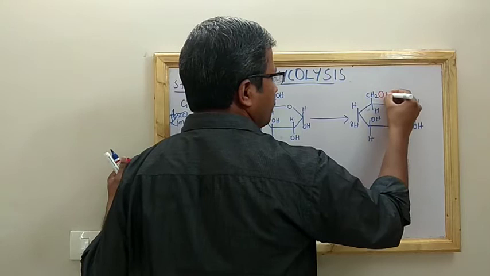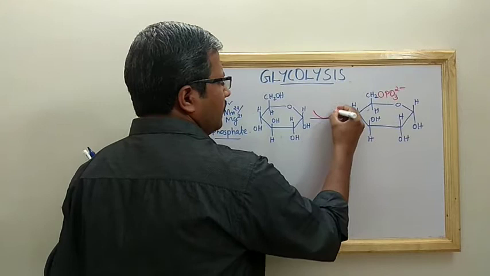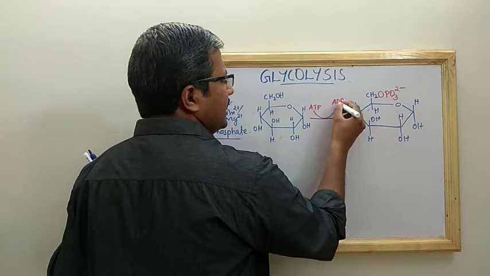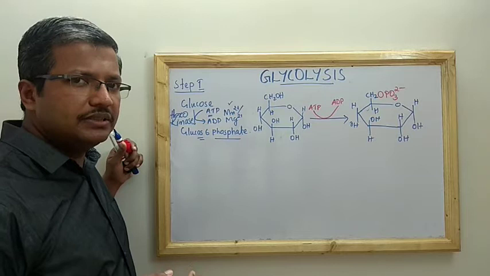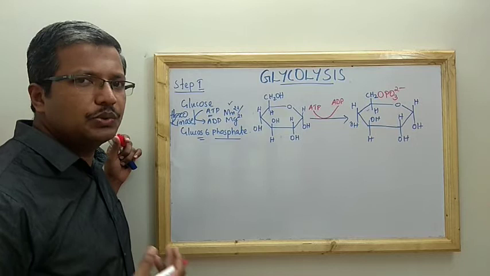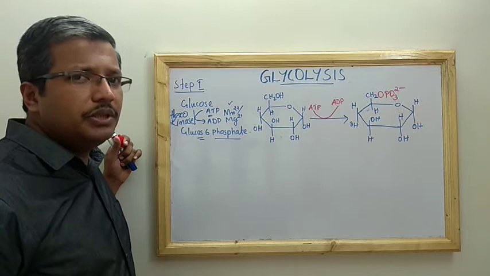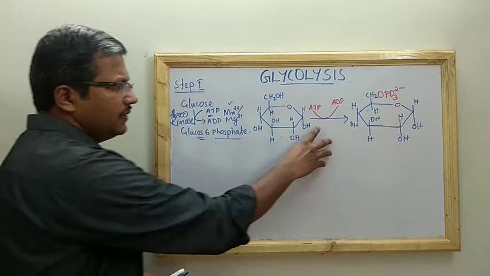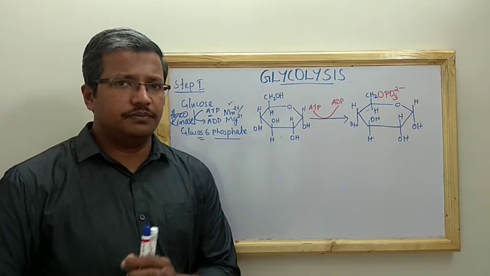CH2OPO3 2 minus, where ATP is converted to ADP and that phosphate is added there. Make sure that you are drawing with two different colors so that you will understand the reactions well, from where this atom is coming and attaching to that particular position. You can learn it exactly when you do it with different colors. Make sure that you repeat and exercise this every day. Clear? So that's about the first step.